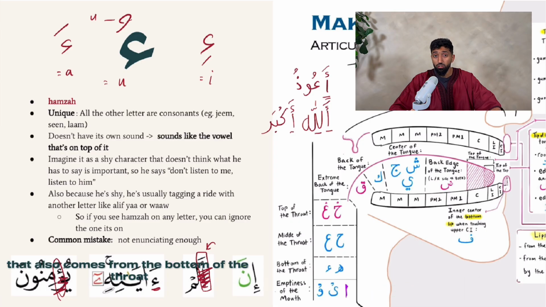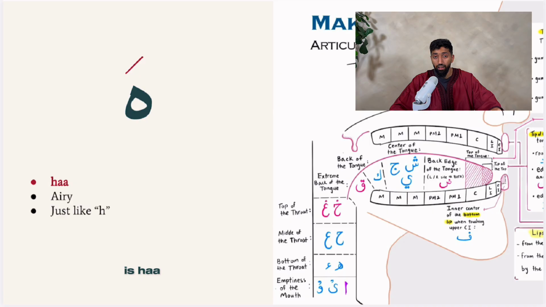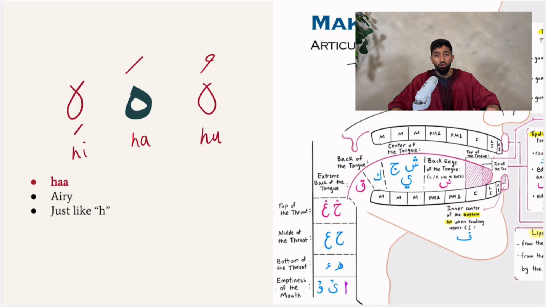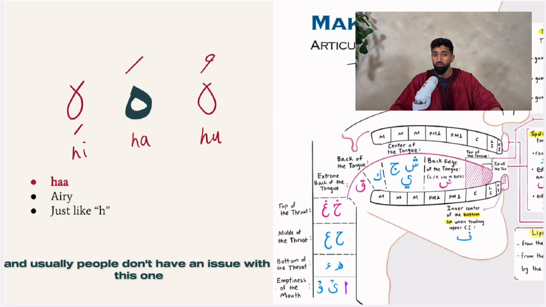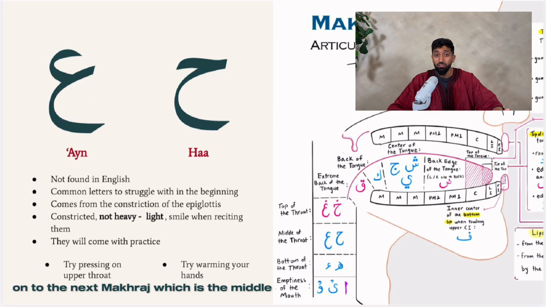The next letter that also comes from the bottom of the throat is Ha. This is very much like the letter H in English. It's airy, it's light, you smile, Ha. So Ha Fatha, Ha Dhamma, Hu, Ha Kasra, He. And usually people don't have an issue with this one. On to the next Makhaarij, which is the middle of the throat.